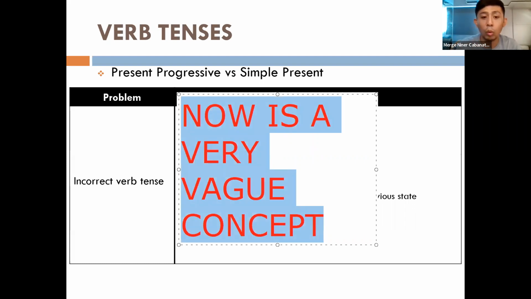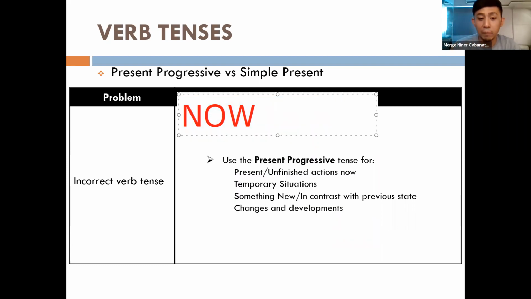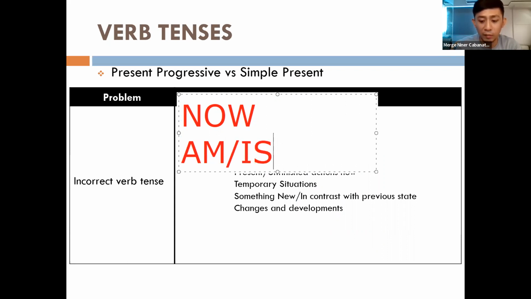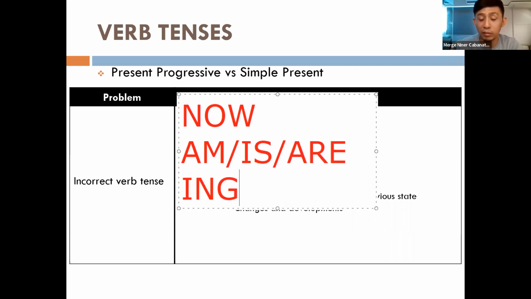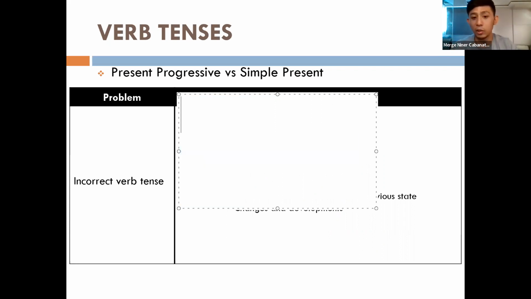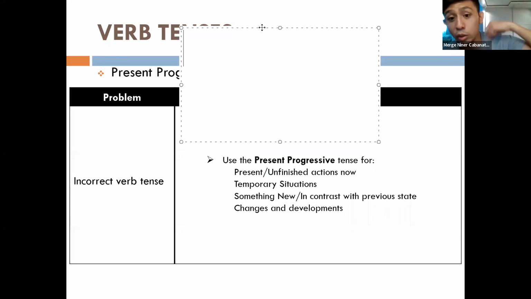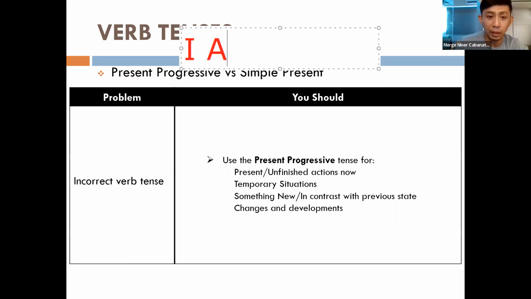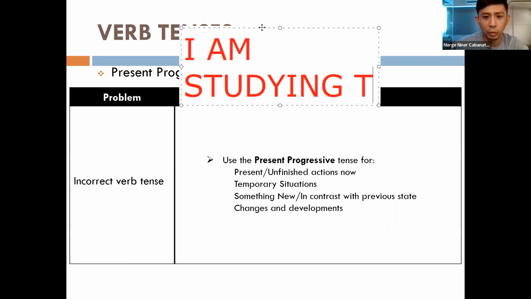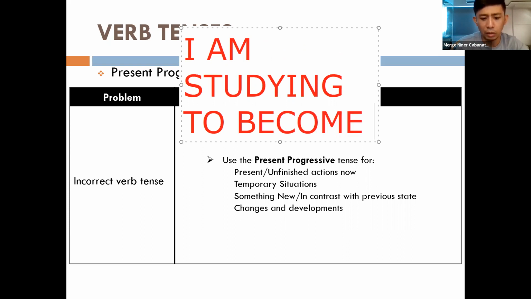Kasi pag nakita mo yung now, am, is, are, plus ing. Like, I am eating some chicken now. I am calling your mom now. Tatawagan ko siya. So, hindi lang naman po sa ganon, pwedeng gamitin yung am, is, are, tsaka verb with ing. Ginagamit din natin siya sa something that you are doing now or you are in the progress of doing. Example, I am studying to become a doctor.